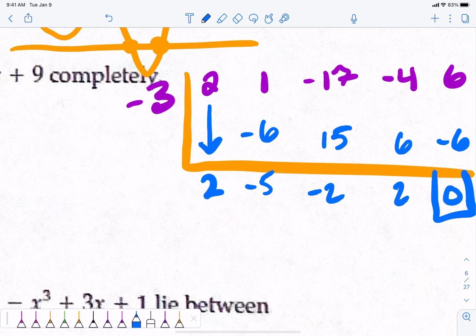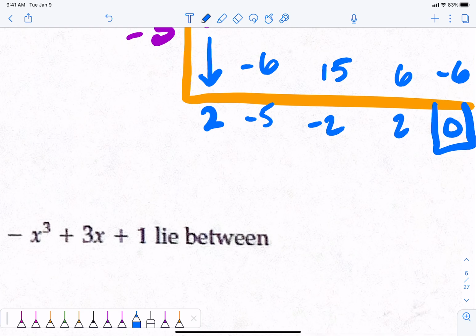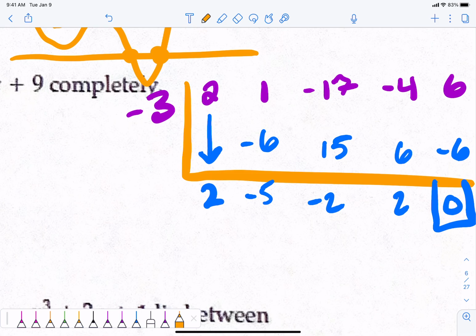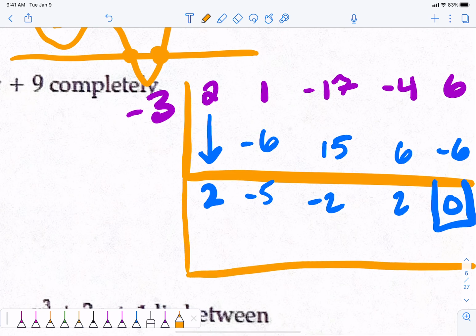There's your synthetic. We've divided off the -3. Now let's do it again. I'm just going to do synthetic division twice. Can we just do synthetic division off of that again?